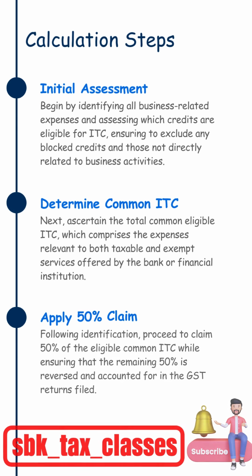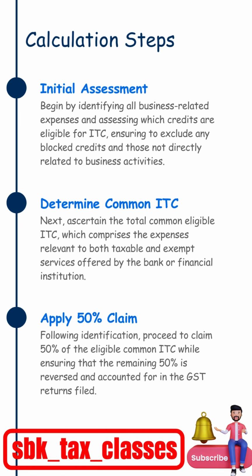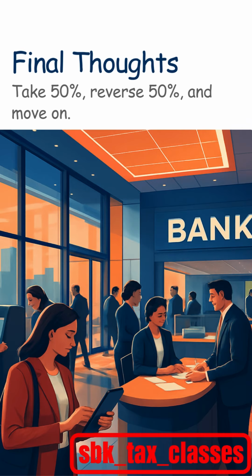How is this 50% ITC calculated? Before applying the 50% rule, they must remove blocked credits, remove credits not related to business, and keep only common eligible ITC. Then from that common eligible ITC, 50% can be claimed and 50% must be reversed. So in short, instead of doing complicated reversal calculations every month, banks and FIs get a clean optional rule: take 50%, reverse 50% and move on.